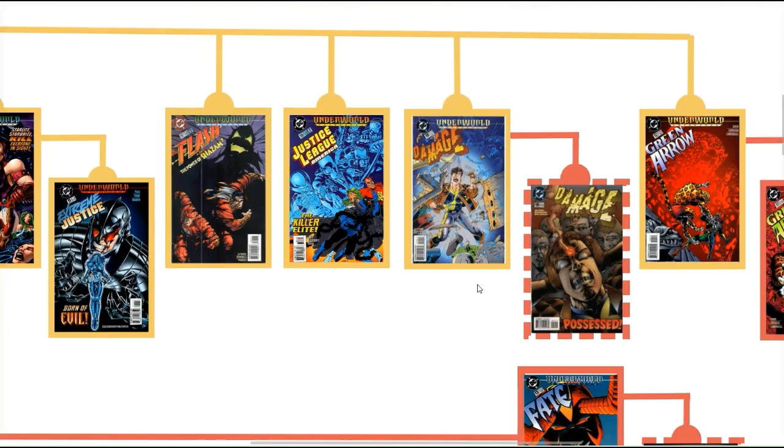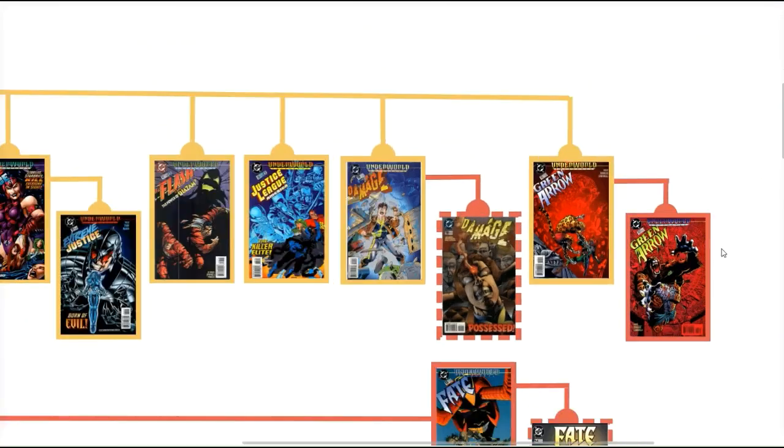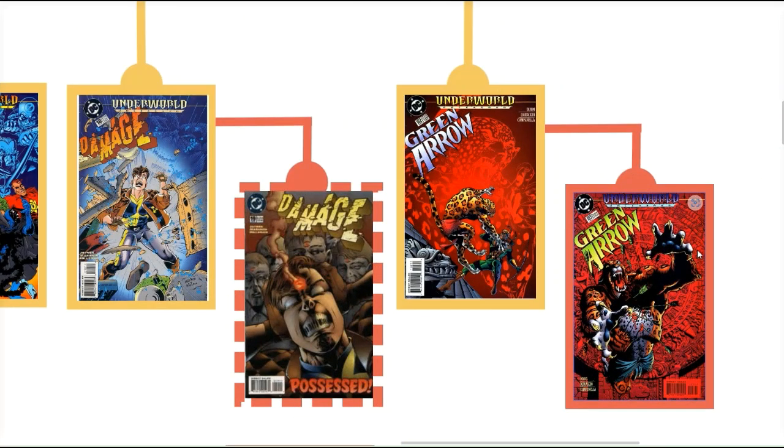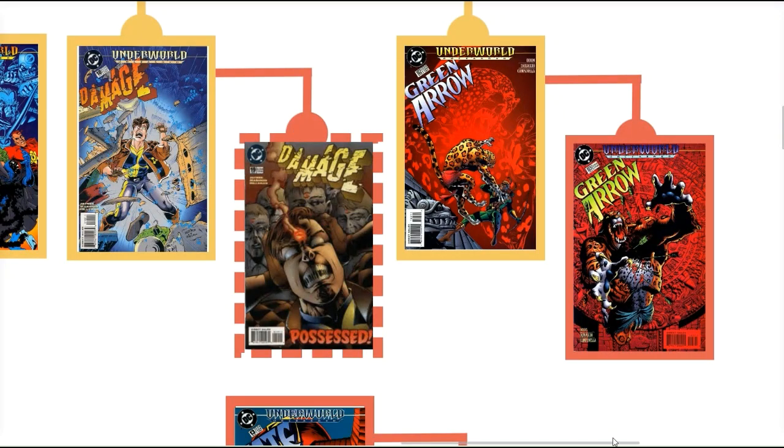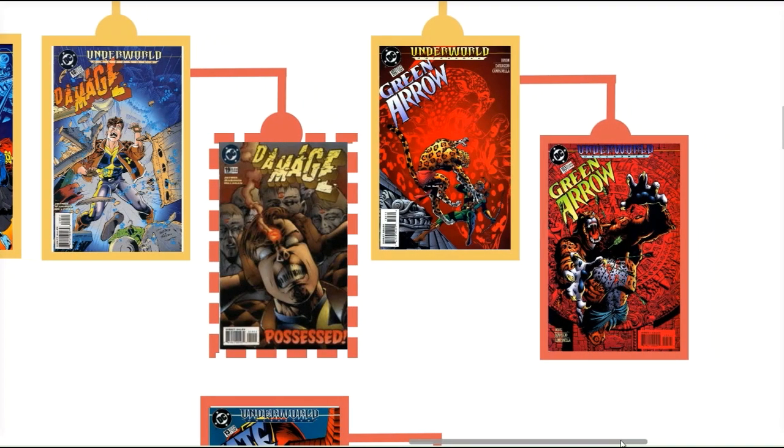And then over here we have Green Arrow. So this is Green Arrow 102 with Underworld Unleashed branding and features Neron. And then that links directly onto another issue, 103 of Green Arrow, which also has Underworld Unleashed branding. It's a direct sequel to the previous cliffhanger, but again, you see it's in red because it is completely token. It just has no bearing whatsoever on any of the other stuff going on.